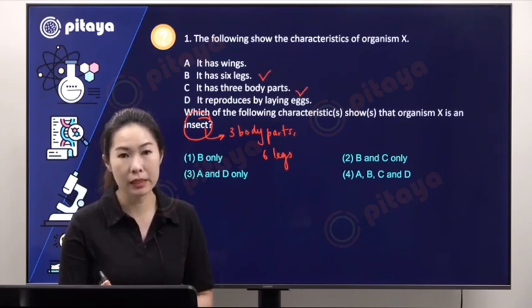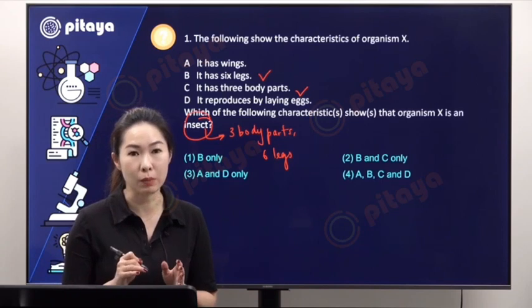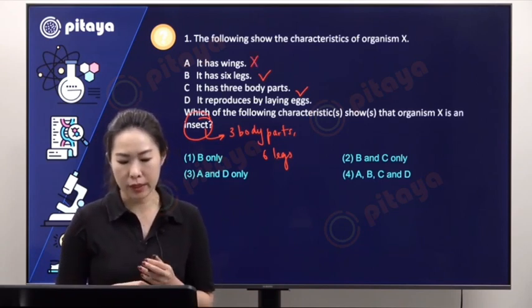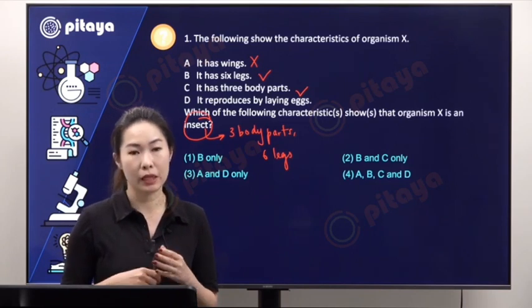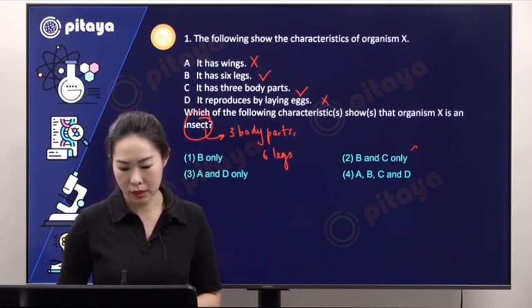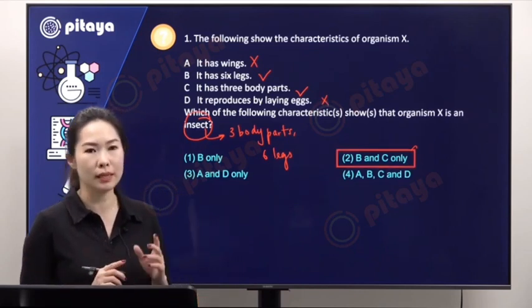Wings is not really unique to insects because birds can have wings as well. So we cannot choose A. And then for D, reproducing by laying eggs is also a characteristic that birds would have too. So D, not to be chosen. So the answer for this, easy to answer, just B and C.